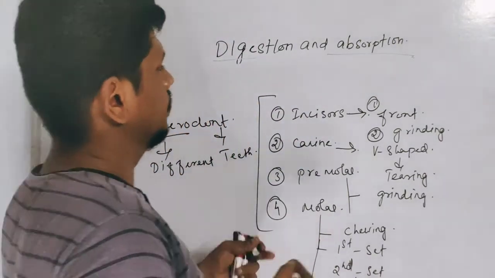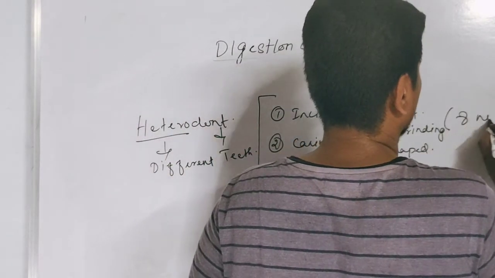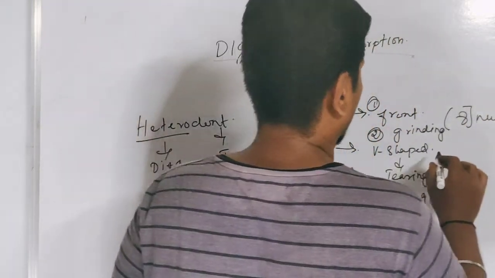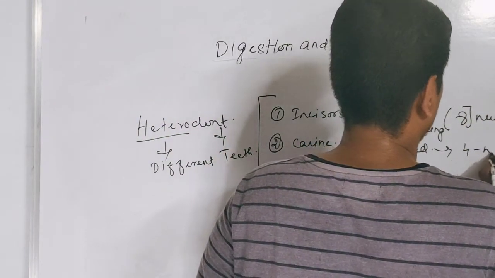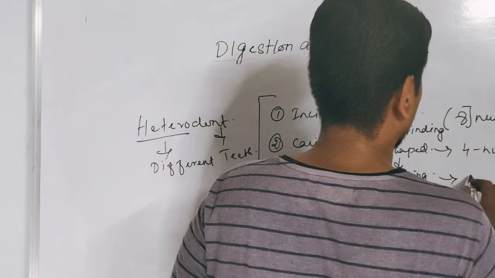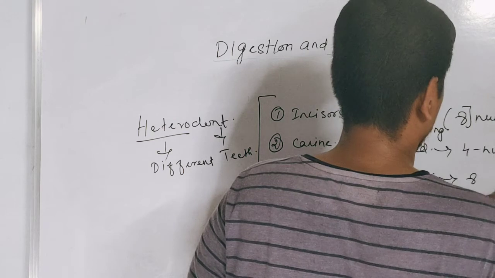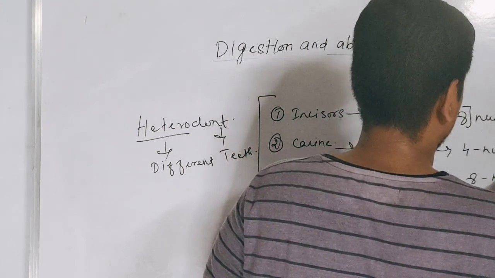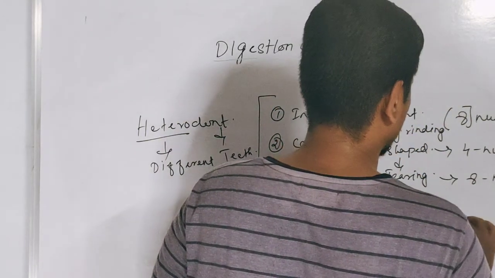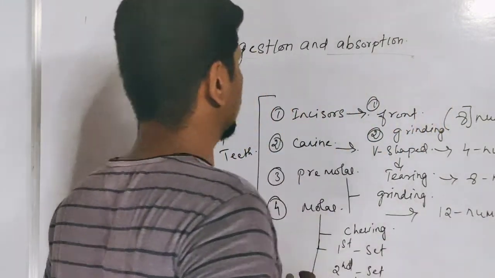Yes. See, incisor teeth are around 8 in number. Similarly, canines are 4 in number. Again, premolars are around 8 in number. Again, molars are around 12 in number. Just you can remember.